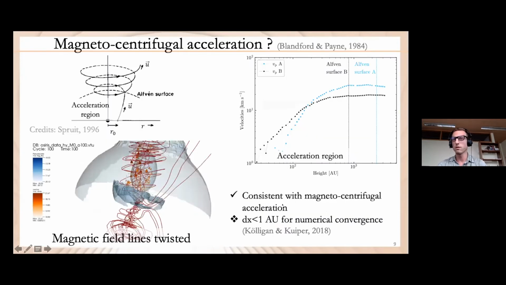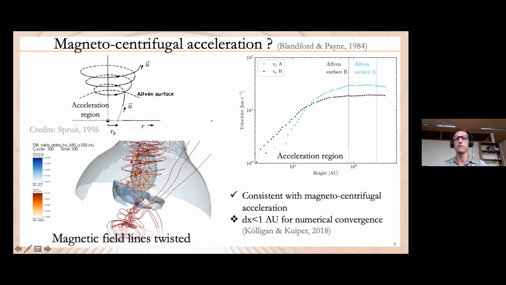Now we can also wonder whether there is this so-called magnetocentrifugal acceleration. That's the mechanism that is one of the best candidates to explain the high velocity jets around a protostar, but also around black holes. And actually, in this case, the acceleration is not perpendicular to the magnetic field lines, but it's along the magnetic field lines. It taps basically into the gravitational energy to accelerate the gas centrifugally.